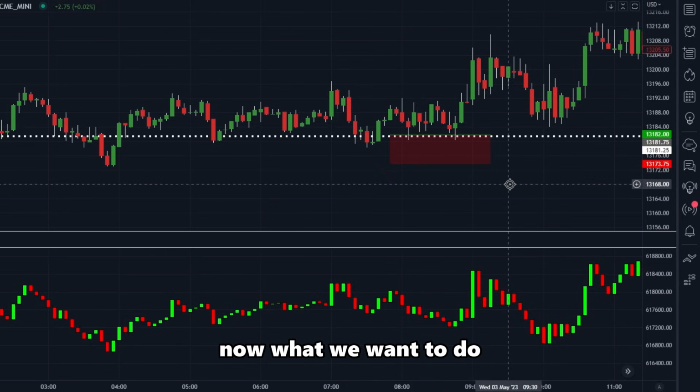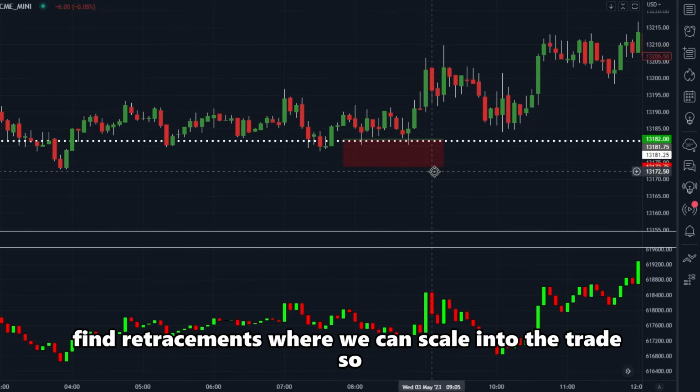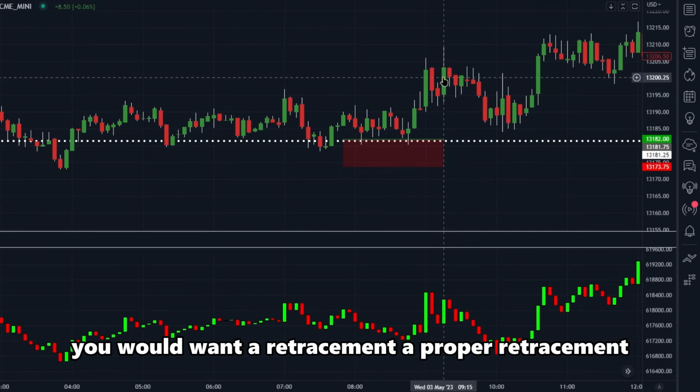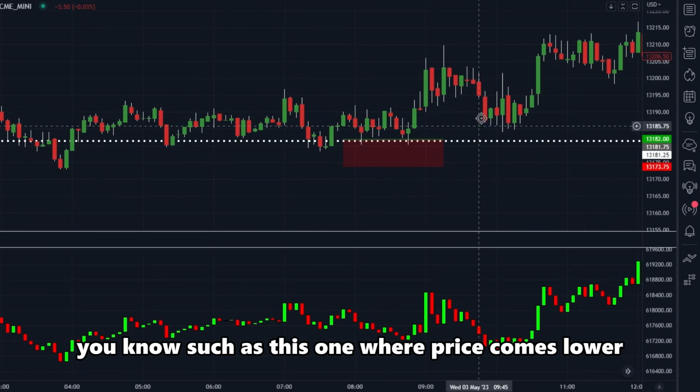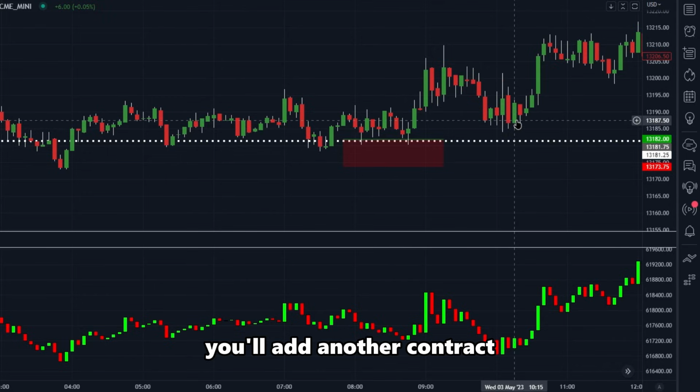Now what we want to do is find retracements where we can scale into the trade. So you would want a proper retracement, such as this one where price comes lower. You'll add another contract.